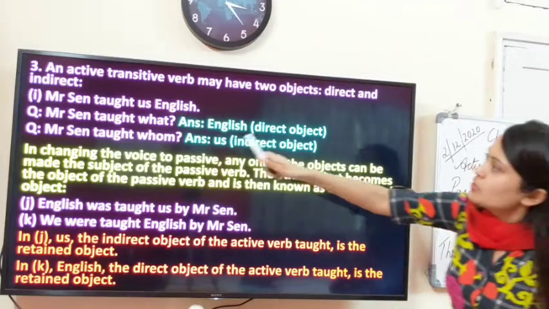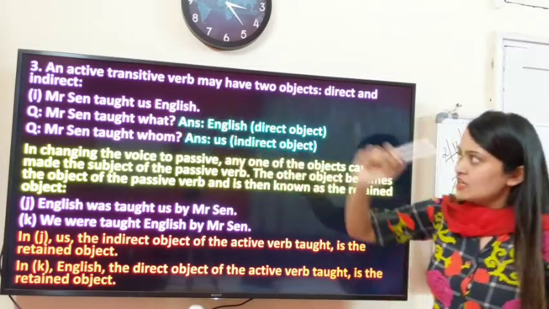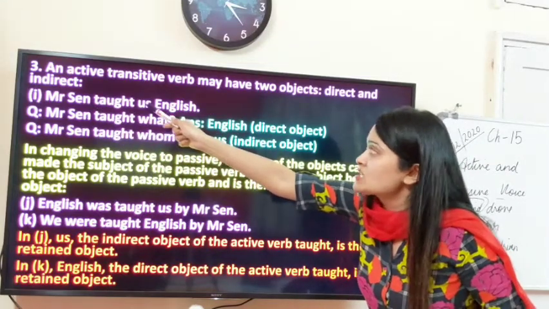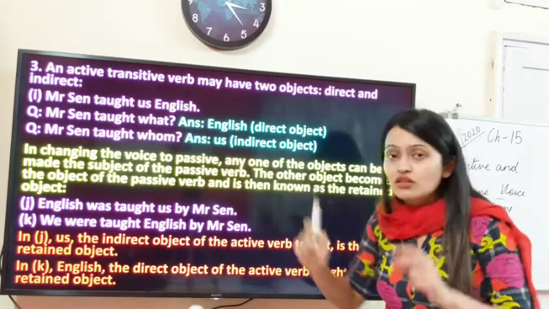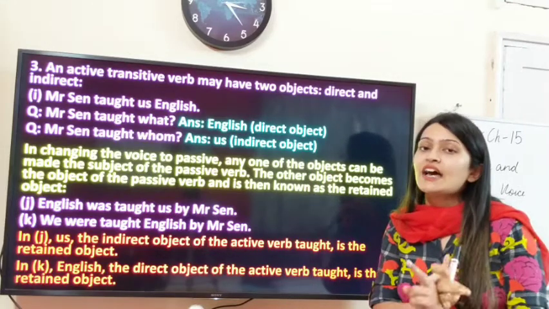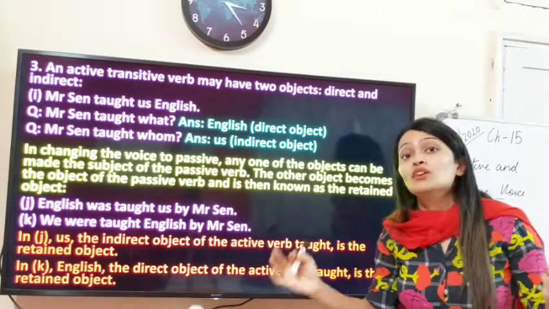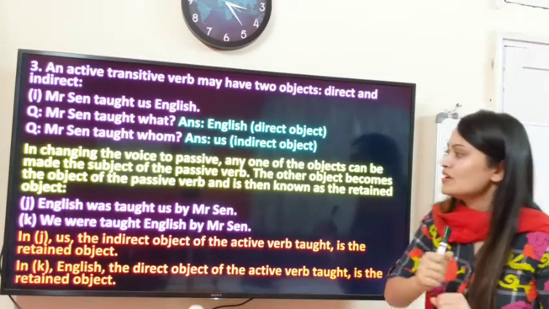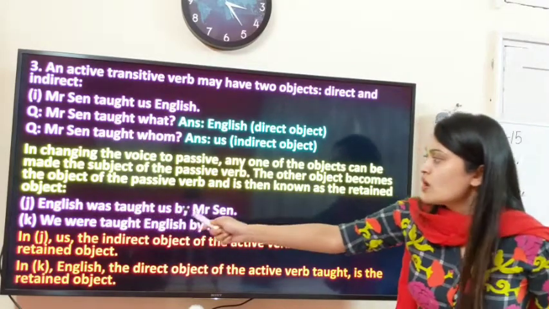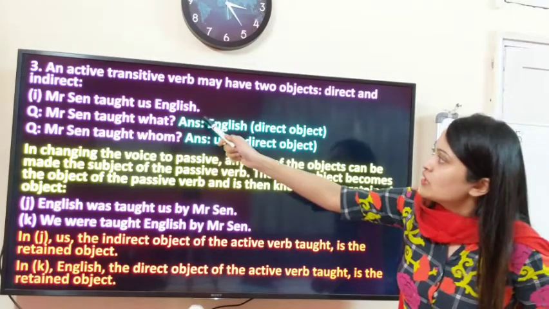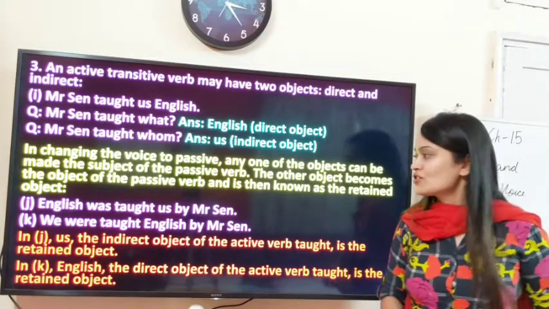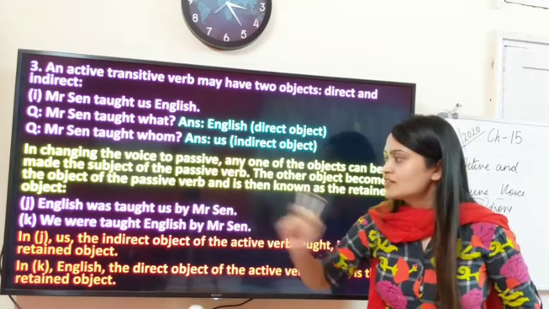So children, over here we have Mr. Sen taught us English. Either you can take English as the subject or you can take us as the subject. And the one which you take, the other object will be left behind and will be known as a retained object. We have retained it. We have kept it. So for example, English goes there, children. English was taught to us by Mr. Sen. Then sometimes we take us over there. We were taught English by Mr. Sen. Understood, children? So English is retained over here and us is retained over here.